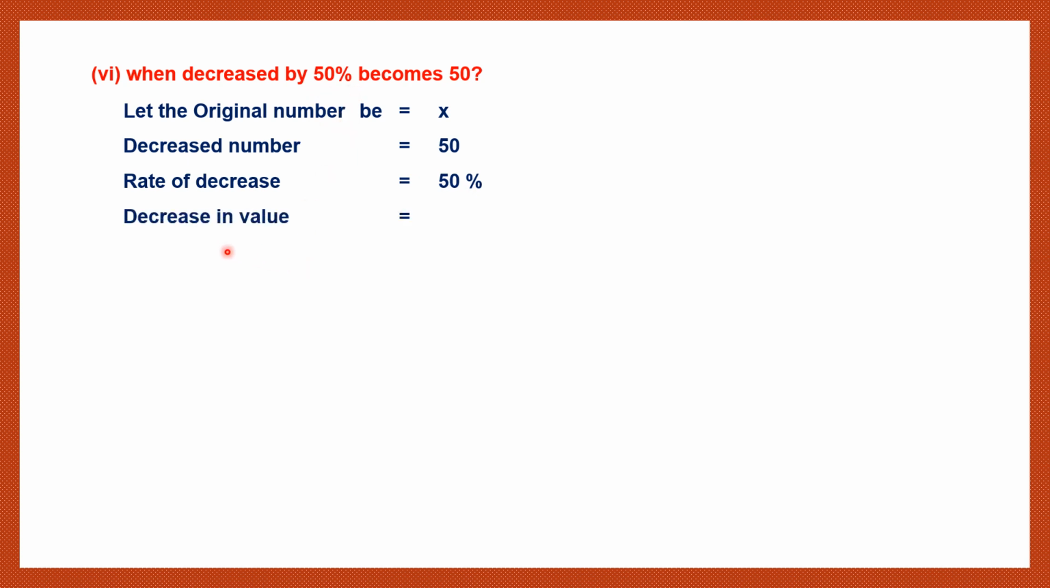Okay. So now we have to find this decrease in value. So decrease in value means 50% of x. That is 50 by 100 into x. So cancel, 50 ones are 50, 50 twos are 100. Multiply. So here what do we have? 1 into x is x, and in the denominator we have 2. So we have found the decrease in value. Decrease in value is the original number divided by 2.